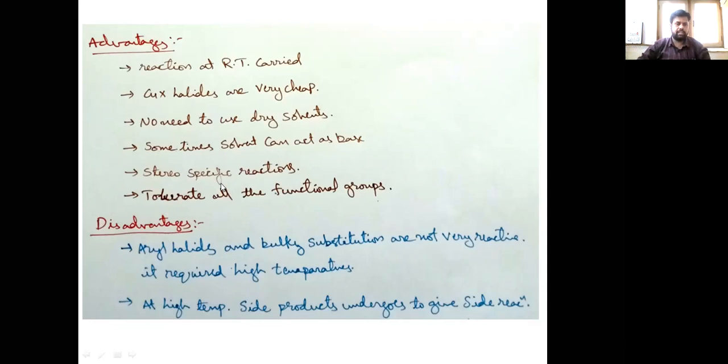The disadvantages are that aryl halides and bulky substitutions are not very reactive, because aryl halides will not react here. If any molecule has bulkier substitutions, we cannot do the substitution on the reaction intermediates. At high temperature, side products undergo side reactions, so if the temperature goes high, that is a problem.